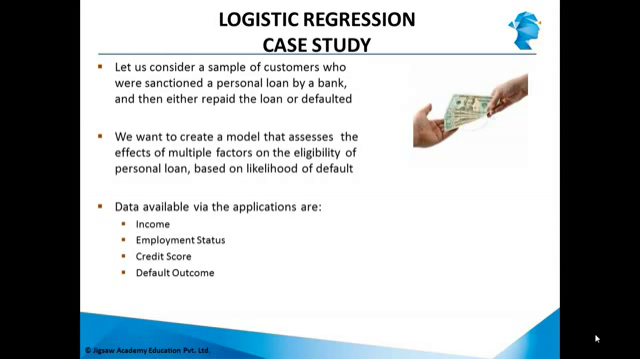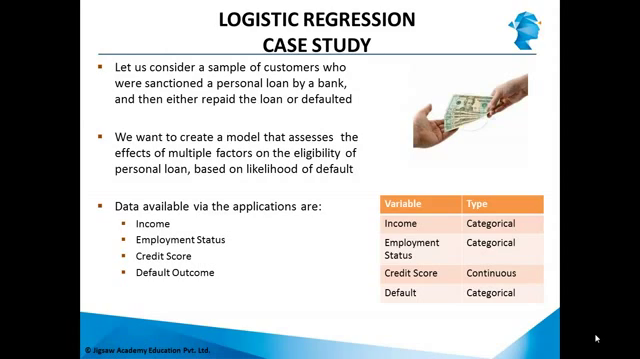Let's say that the data available to you via the applications for the personal loan include the income of the customers, the employment status of the customer, the credit score of the customer, and then based on the bank data, you have the default outcome, whether or not they repaid the money. If you look at the types of variables, the income is a categorical variable. It is not a continuous variable in this data set. There are levels of income: low income, medium income, high income, etc.